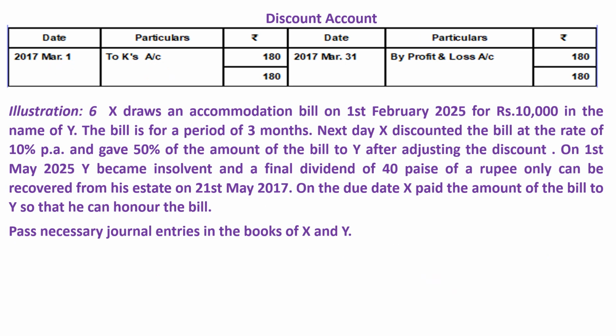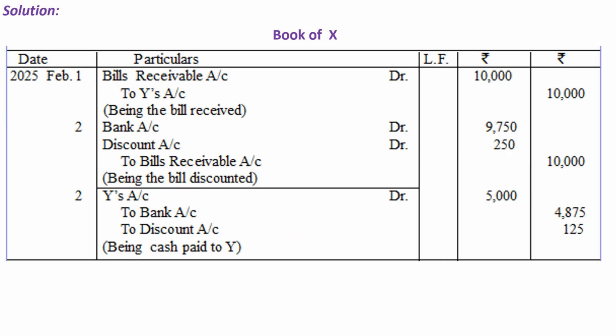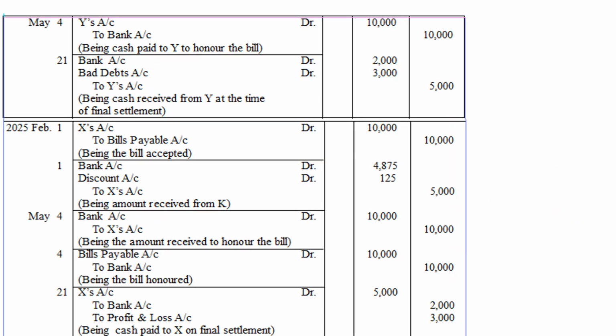Illustration 6. X draws an accommodation bill on the 1st of February 2025 for 10,000 rupees in the name of Y. The bill is for a period of 3 months. Next day X discounted the bill at the rate of 10% P.A. and gave 50% of the amount of the bill to Y after adjusting the discount. On the 1st of May 2025, Y became insolvent and a final dividend of 40 paise in a rupee only can be recovered from his estate on the 21st of May 2017. On the due date, X paid the amount of the bill to Y so that he can honor the bill. Pass necessary journal entries in the books of X and Y. Solution. Journal entries are presented here.